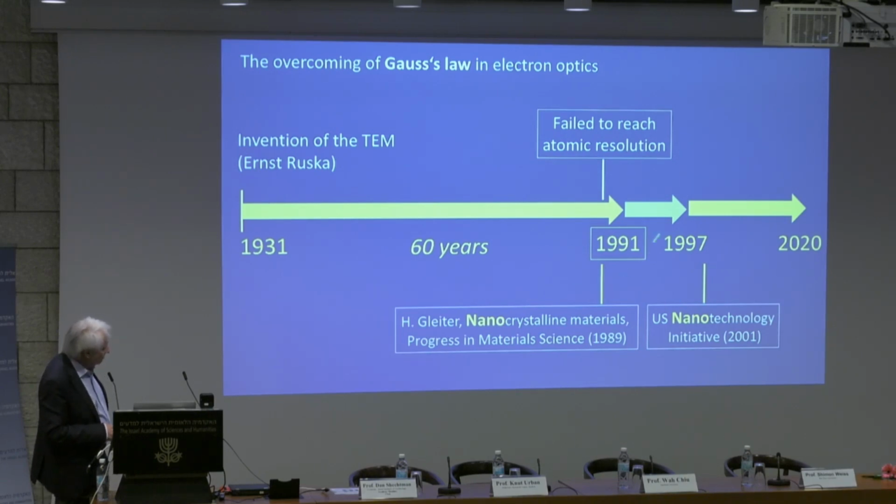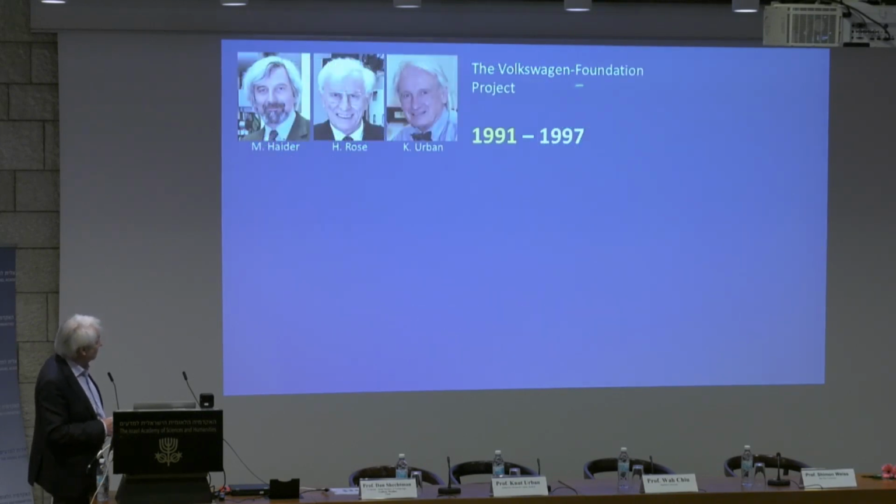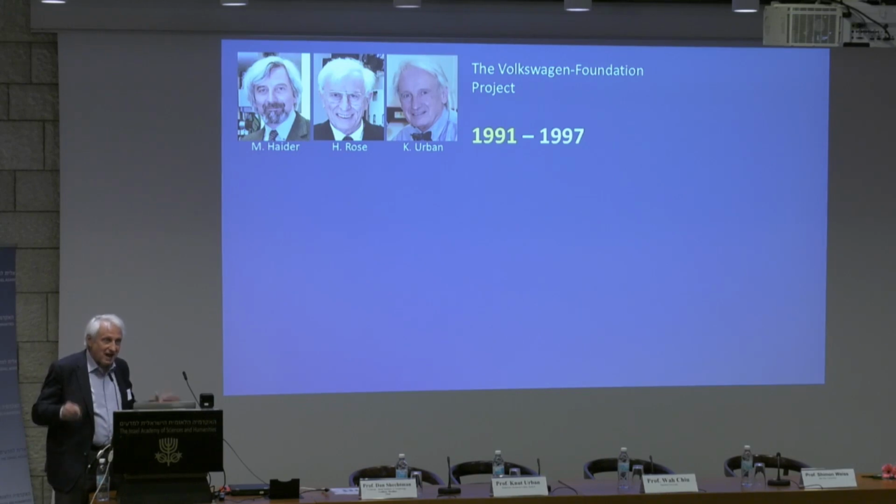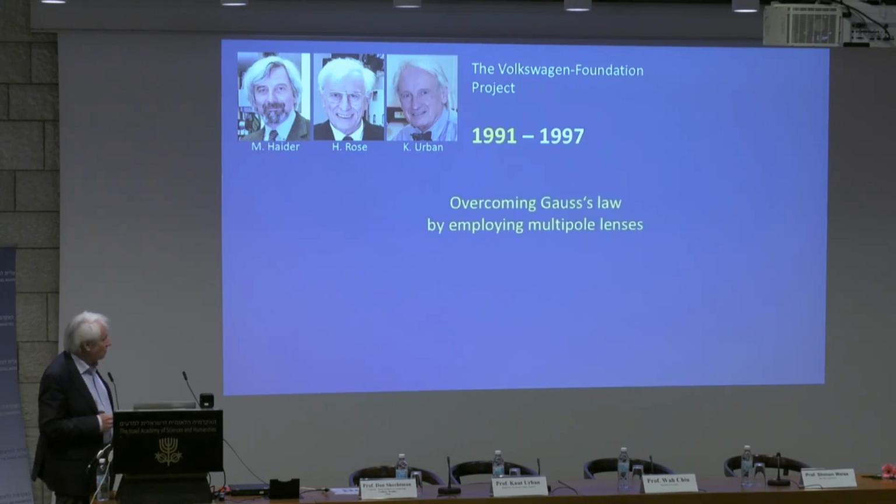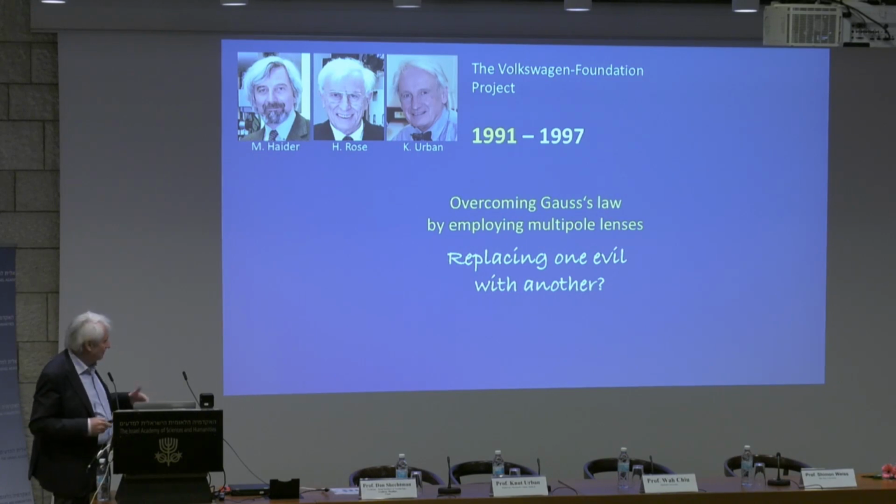I refer to the year 1991, when the Volkswagen Foundation granted a project for us. Us means Max Haider, Harald Rose, and myself. There we claimed that we could overcome Gauss' law by employing multipole lenses. Many people laughed at that time at this concept because multipole lenses a priori introduce terrible distortions of your electron wave field, and this meant that you were just replacing one evil with another.